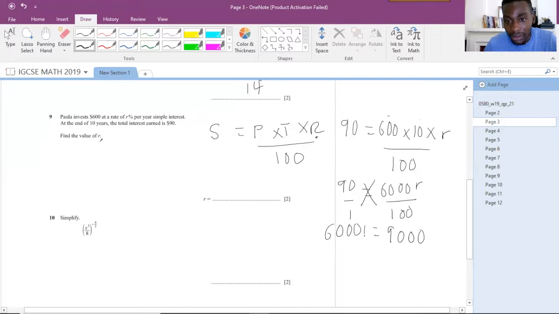9,000. So this is 6,000 R. We divide both sides by 6,000 over 6,000. The 6,000 will cancel. R will be divided by 6,000. R will be 1.5. So that's the rate. That's the rate percentage as 1.5. So R is 1.5.